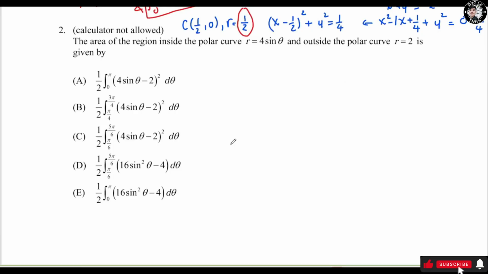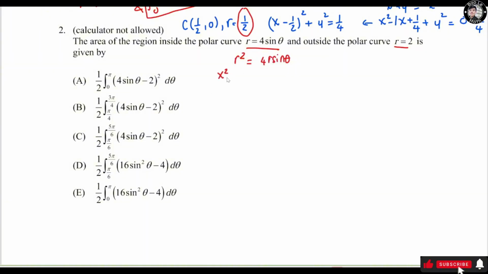Now let's move on to question number 2. This is not a calculator active problem. This question comes from AP Calculus BC question 19 in 1998. Alright, the area of the regions inside the polar curve is this guy and outside the polar curve is this guy. Alright, r squared equals 4r sine theta, right?